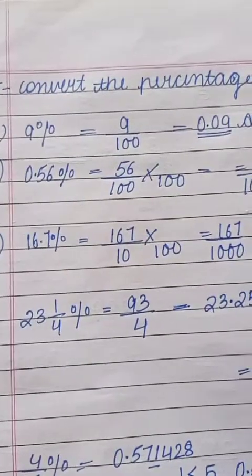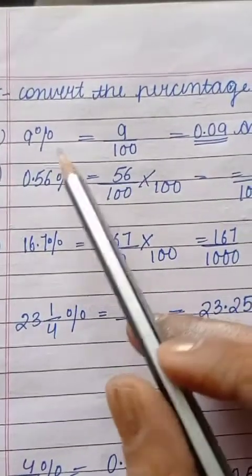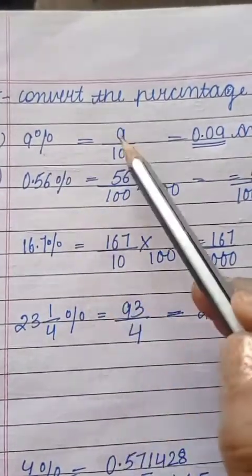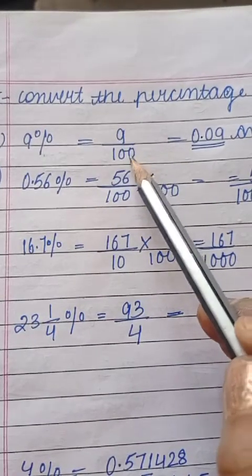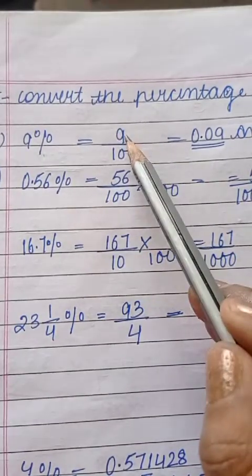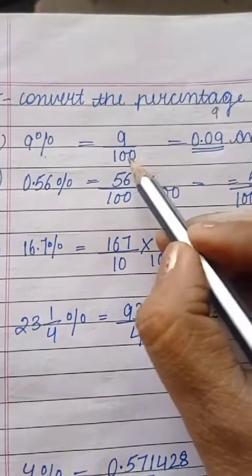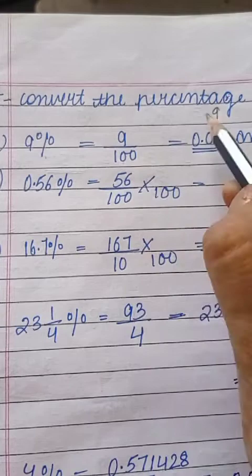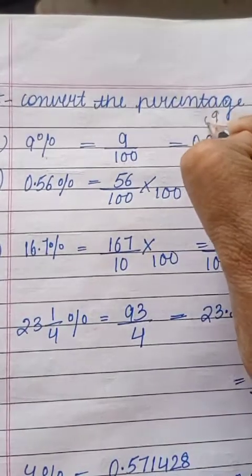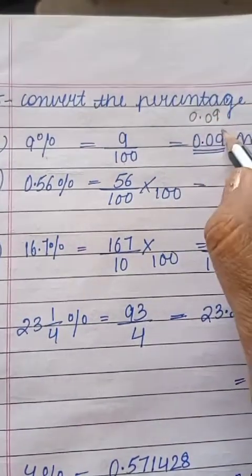Next is convert the percentage into decimal. Very simple. 9%. How can you write it? 9/100. Now you have to insert the decimal. So children, write the numerator as it is. Like 9 you write as it is. Count the number of zeros. There are 2 zeros. Leave 2 digits. 1, 2 and then put here the decimal. This is the answer.